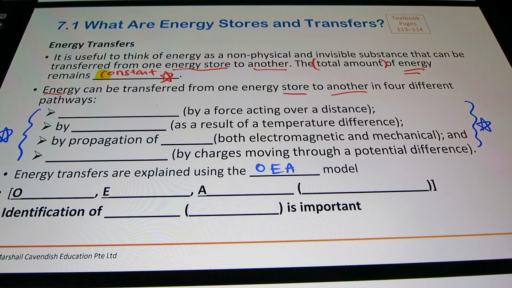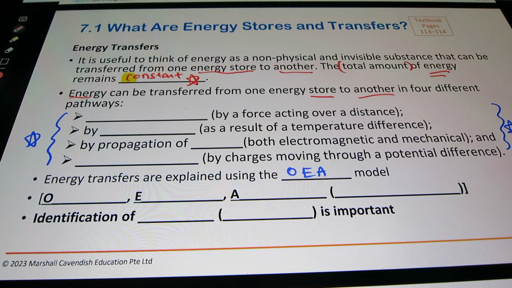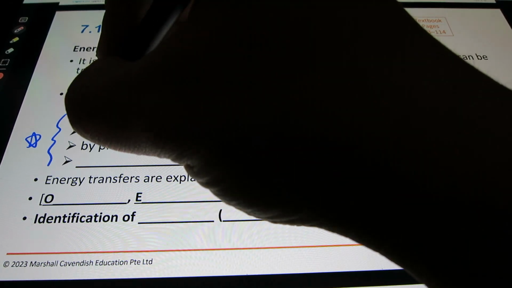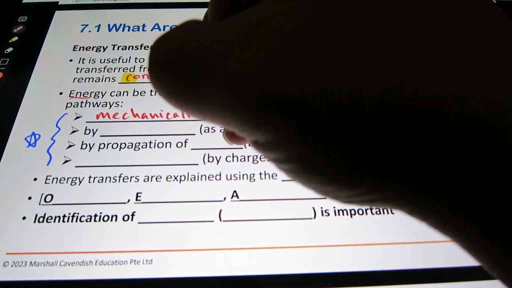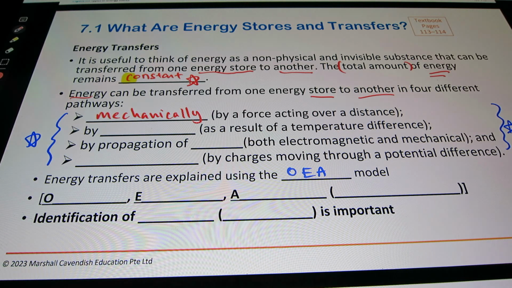And these are the 4. So I'll just go into a little bit of detail with this, because I also put a star here because this is important for you to know, right? So the first way you can transfer energy from one store to another store is via a mechanical force. So we call it, you transfer mechanically via a force, and that force must act over a certain distance.